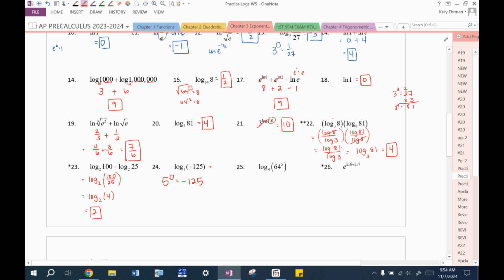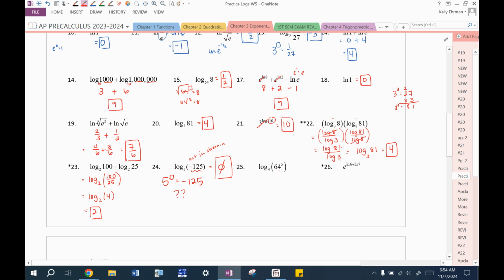This is no solution because there's no exponent you can raise a non-negative number to and have it come out negative. That's not how exponents work. You'd have to multiply by a negative for that to happen. So negative 125, not in domain. Remember, we can only log something greater than 0.